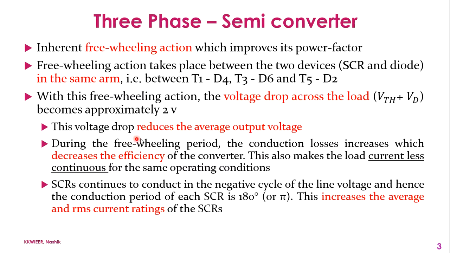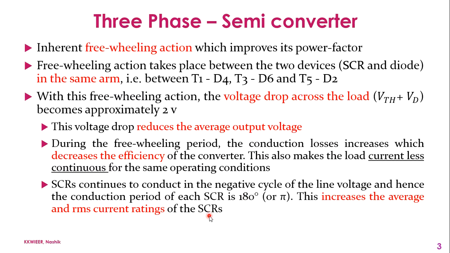This voltage drop reduces the average output voltage. During this freewheeling period, the conduction losses increase, which decreases the efficiency of this three-phase semi-converter. This also makes the load current less continuous for the same operating conditions. The SCR continues to conduct in the negative half cycle of a line voltage. Hence, the conduction period of SCR is 180 degree or pi. This increases the average and RMS current ratings of the SCR.